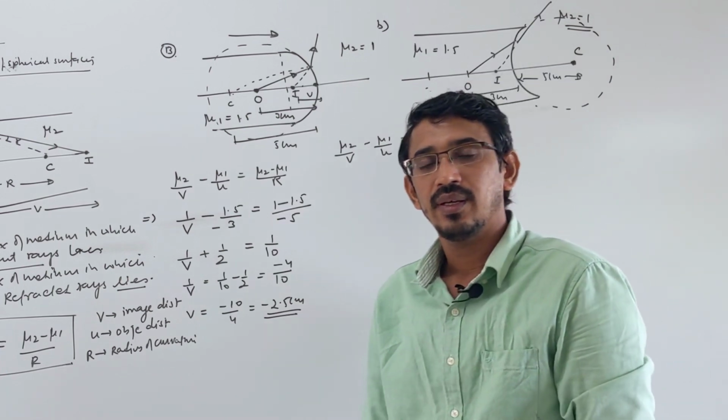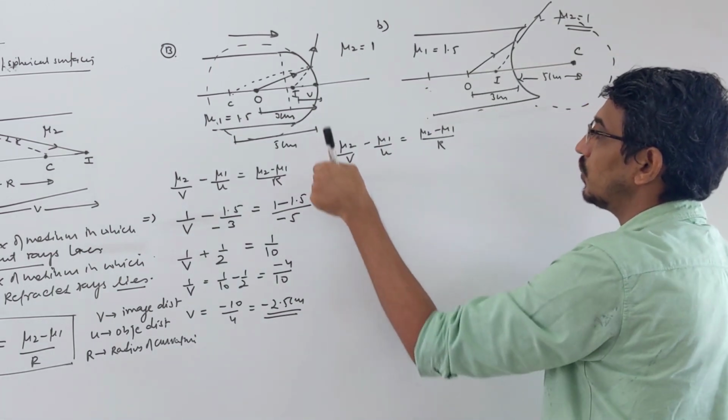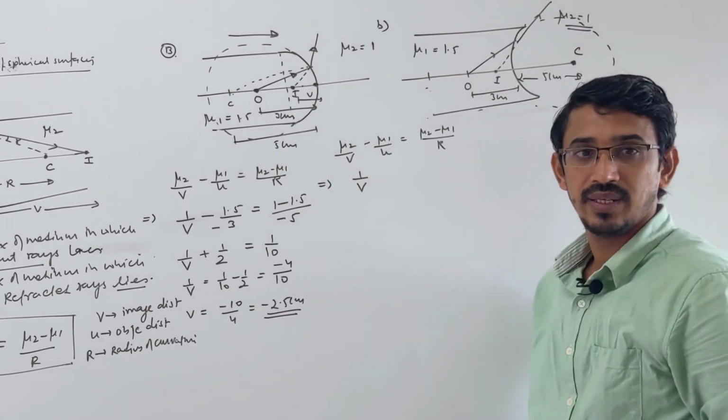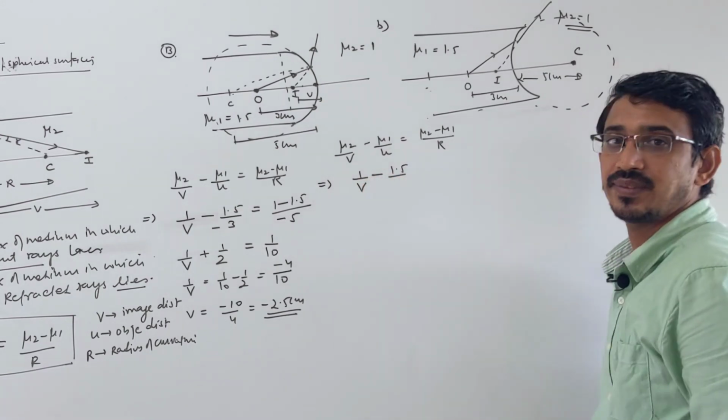Done. Let's put the values with sign convention. What is mu2? Mu2 remains the same, it is 1 only. Image distance is what you want to calculate, yes. Okay, mu1 means what? 1.5, and object distance, correct.